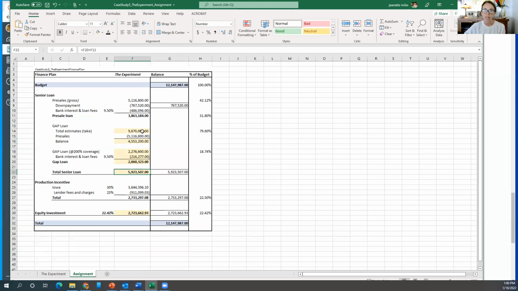Again, the reason why the equity is lower is because our senior loan in total is higher, which is based on the fact that our take estimates were increased by $500,000, which as a result increased the available rights we can still sell and therefore the gap loan amount.